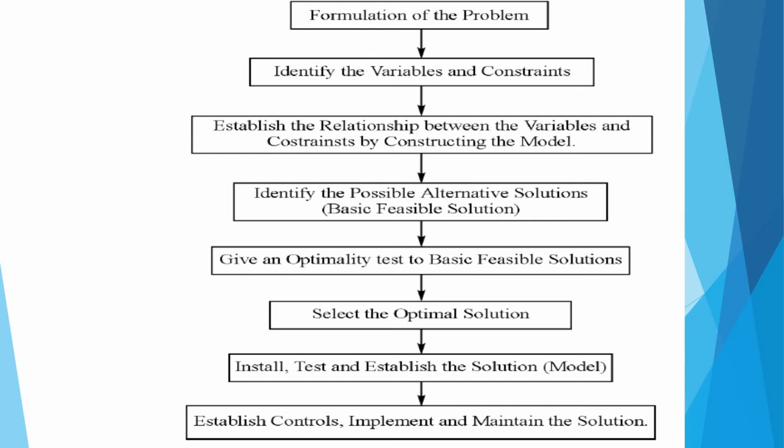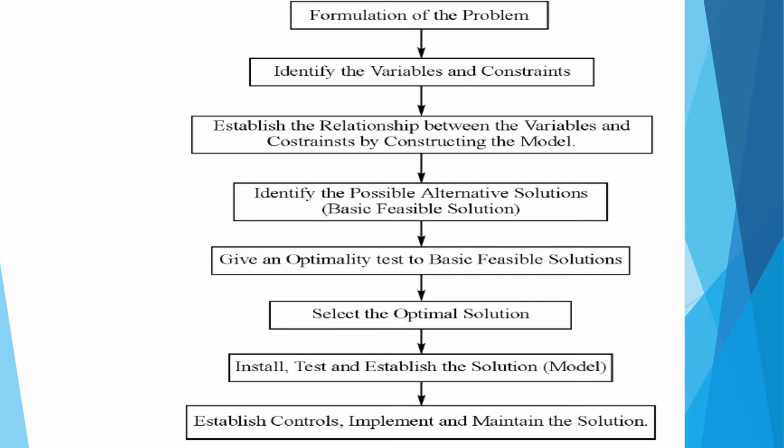Once again I am repeating, to formulate the problem we first find out variables and constraints, establish the relationship between variables and constraints, solve these constraints and get all possible solutions, check for optimality test to this basic feasible solution, and from this pick up the one which is optimal solution. That means it should satisfy the optimality condition of objective function.